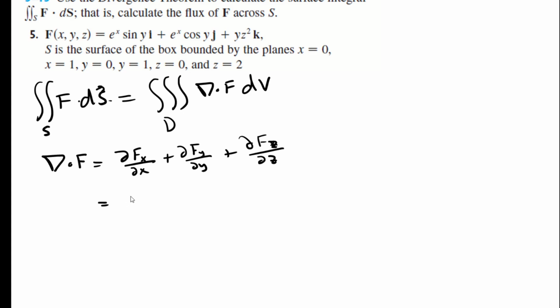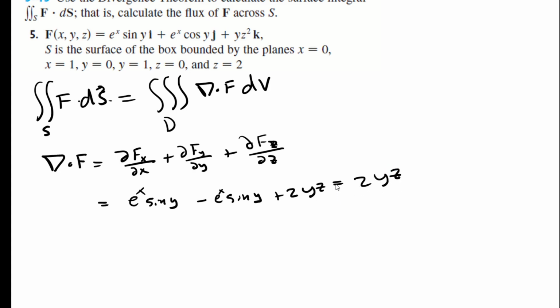So this is going to give us e to the x sine y plus e to the x, those cancel out. The derivative of cosine is negative sine, and the derivative of this with respect to z is going to be plus 2yz. So those cancel out, and I just get that the divergence is just 2yz. So that's what I'm going to be integrating.